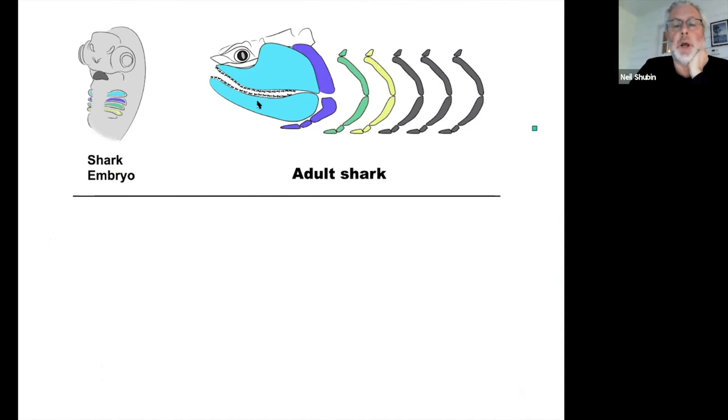You can look at the other ones and guess what they become? They become portions of the gill apparatus, the skeleton, the muscles, the arteries, and the nerves. They all have that basic organization. Well, what happens in people and other mammals? Well, we have those swellings too.